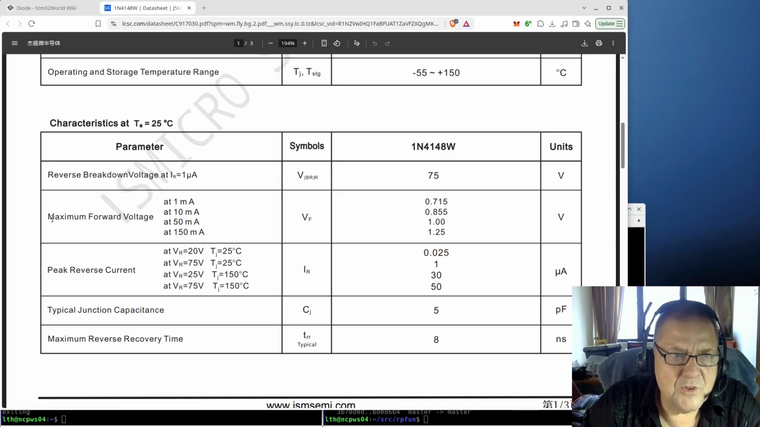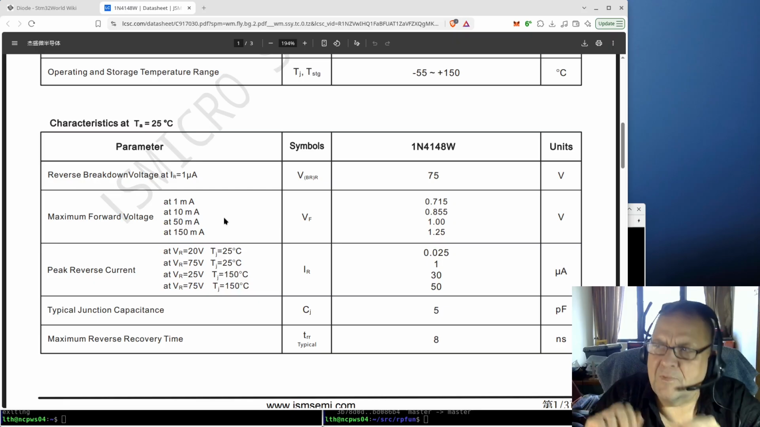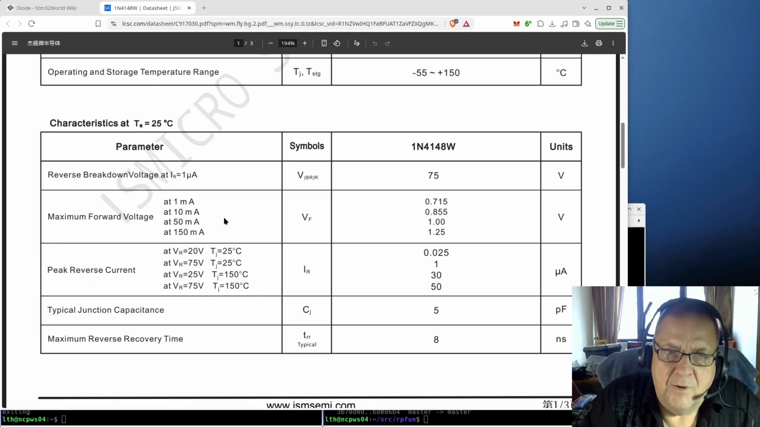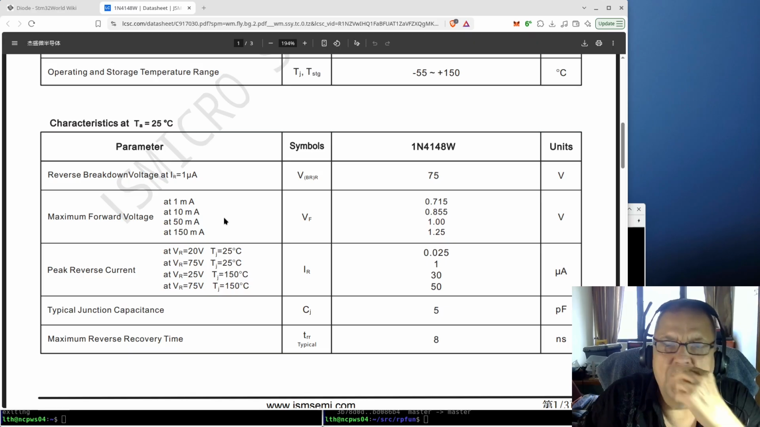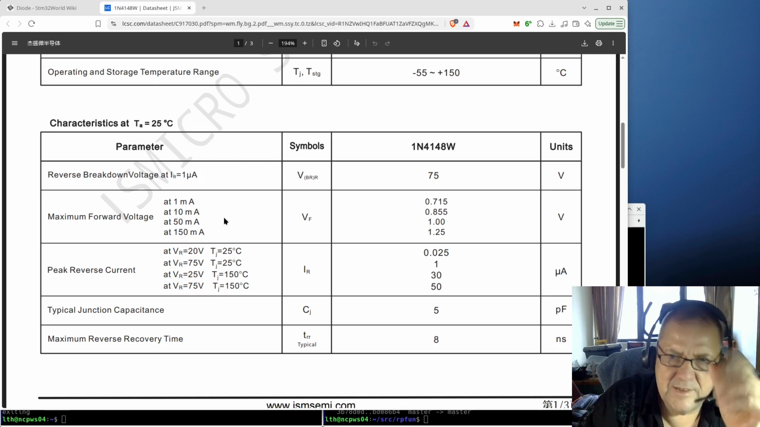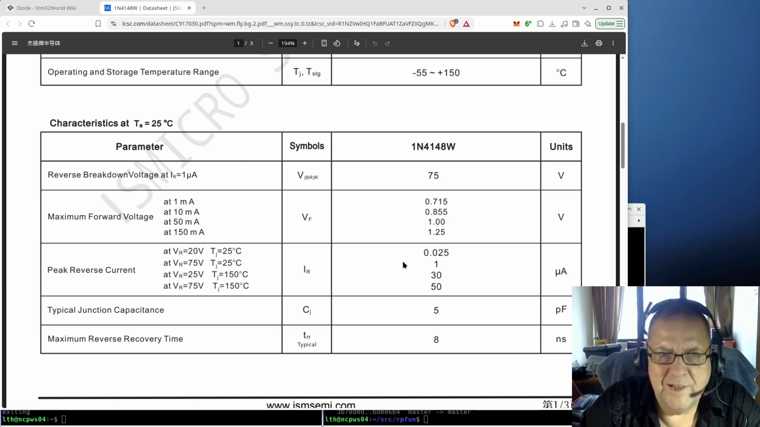You also have this forward voltage, and you will see down here that it is actually to some degree dependent on how much current is running through it. If very little current is running through it, it can be a very low voltage drop. As that current increases, the voltage drop will also increase slightly, not very much. So you can see at 1 milliamp, this one is 0.715, and at 150 milliamps, it will be 1.25 volts.